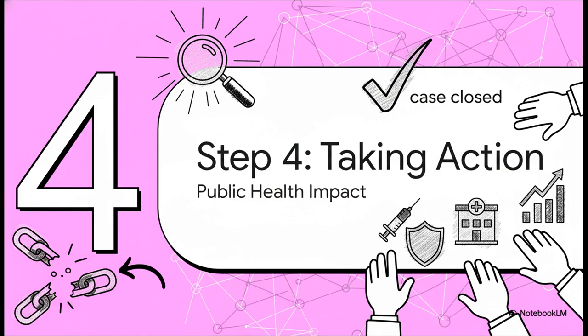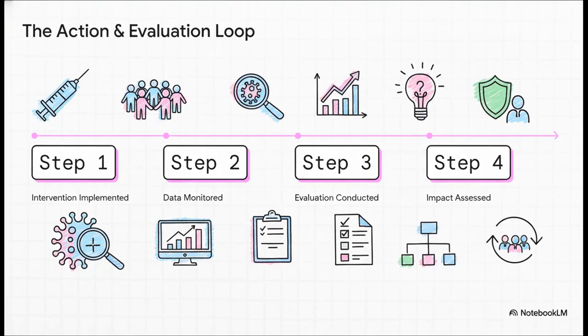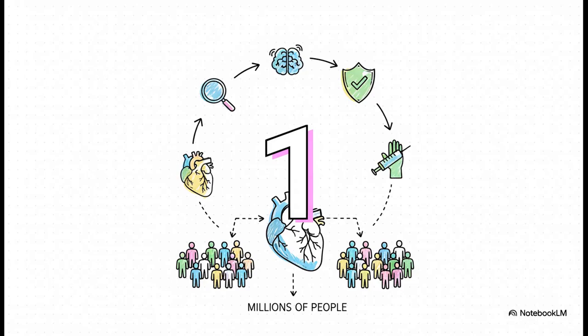Not quite. The whole point of this investigation is to actually do something about it. And that is step 4, taking action. And as you can see, it's not just a single action, it's a loop. You implement some kind of intervention. You recommend a policy, you start a health campaign. Then you have to monitor the data and evaluate. Did it work? You have to assess the impact. It's a continuous cycle of improvement. Because ultimately, all 4 of these steps, surveying, analyzing, proving, and acting, they all serve one single, incredibly important goal. It's all about protecting and improving the health of, well, all of us.